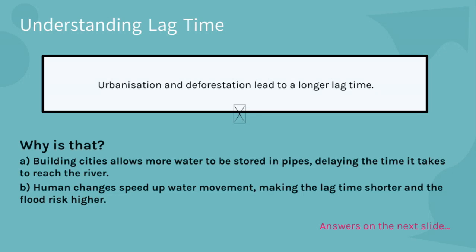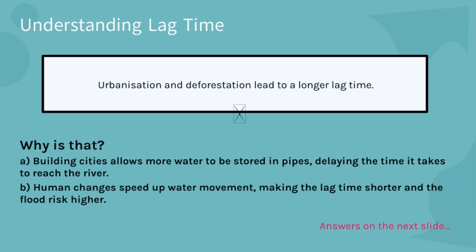The statement is false. Urbanization and deforestation do not usually lead to a longer lag time. They usually lead to a shorter lag time. The reason is that both processes speed up the movement of water into rivers. In urban areas, water cannot soak into concrete and tarmac, so it flows over the surface or through drains into the river. In deforested areas, there are fewer trees to intercept rainfall and fewer roots to help water infiltrate into the soil. This means rainfall reaches the river more quickly.